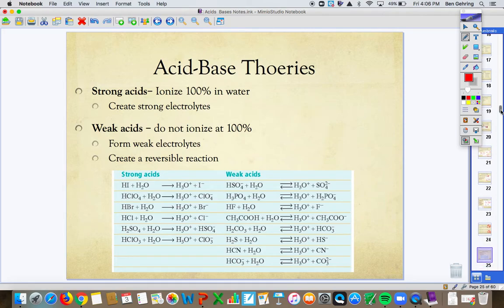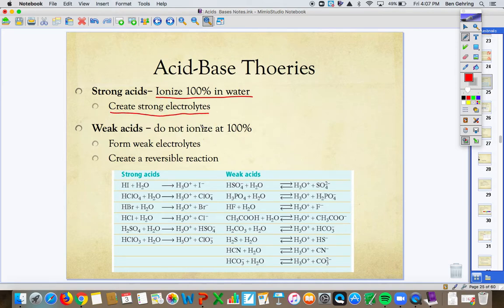So just a couple more things, then we'll be done for the day. We have strong acids, weak acids, strong bases and weak bases. Your strong acids ionize 100% in water, so they completely dissociate into their respective ions. And these create strong electrolytes. All strong acids are strong electrolytes. If you think back, remember electrolytes are substances that conduct electricity when dissolved in water. So all of your strong acids form strong electrolytes and are good conductors of electricity when dissolved in water.